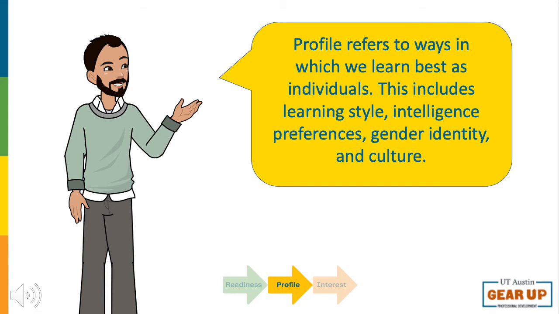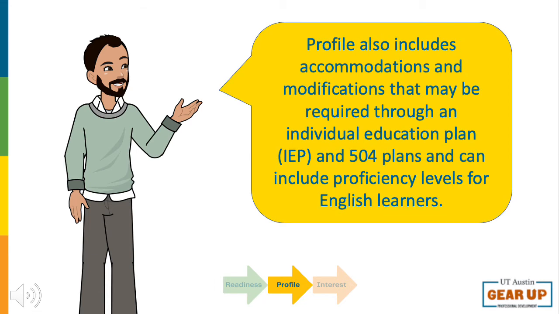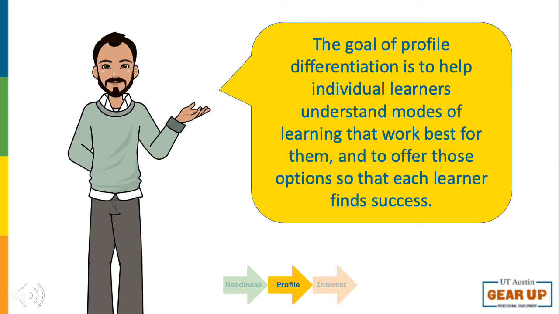Profile refers to ways in which we learn best as individuals. This includes learning style, intelligence preferences, gender identity, and culture. Profile also includes accommodations and modifications that may be required through an individual education plan, or IEP, and 504 plans, and can include proficiency levels for English learners. The goal of profile differentiation is to help individual learners understand modes of learning that work best for them, and to offer those options so that each learner finds success.